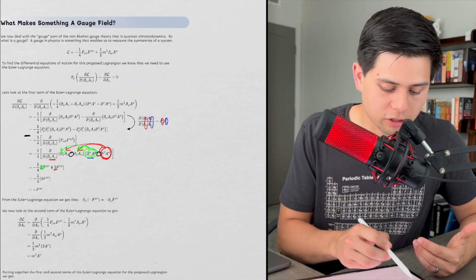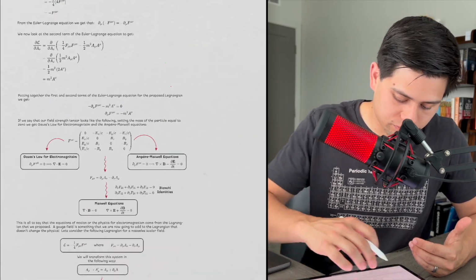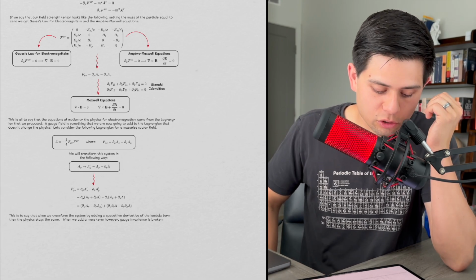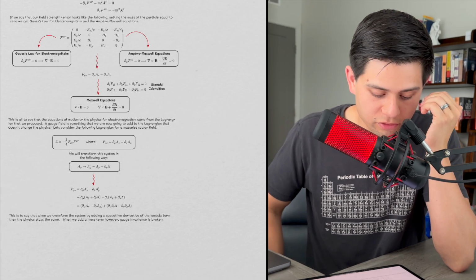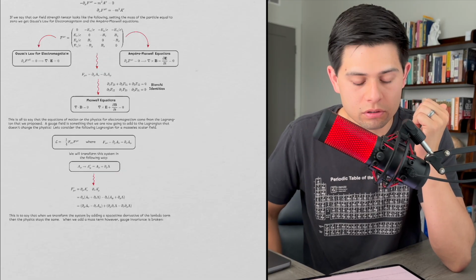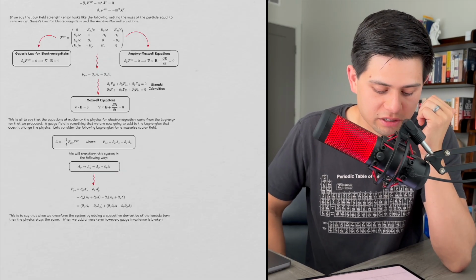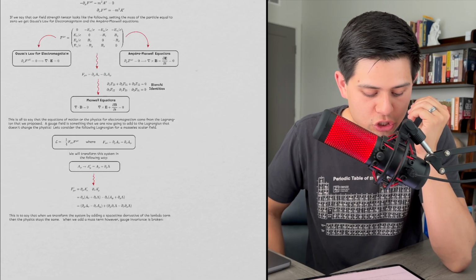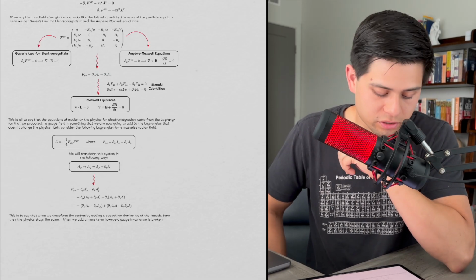So this was our proposed Lagrangian. Now, here's the thing. This is all to say that the equations of motion, or the physics for electromagnetism, comes from the Lagrangian that we proposed. So a gauge field is something that we're now going to add to the Lagrangian that doesn't change the physics. Let's see how this works.